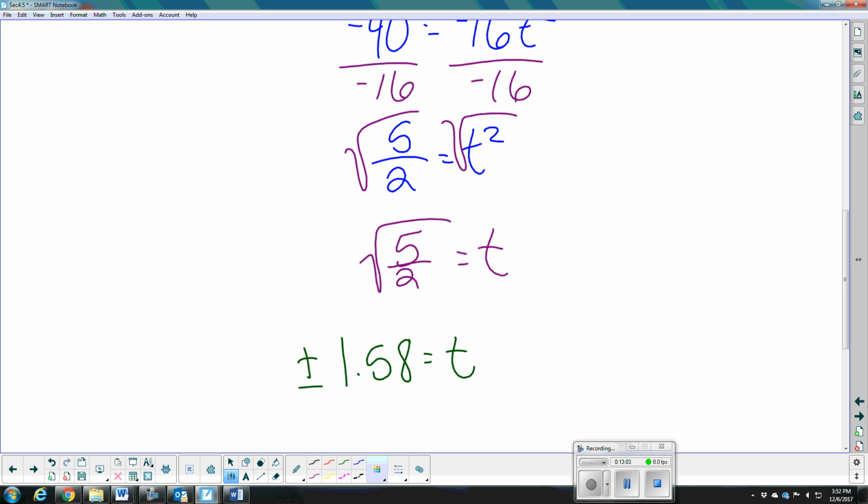Now, in the context of this problem, t stands for seconds. So which one of these answers makes sense? You cannot have negative time. So your answer does not include plus or minus. Those are the two solutions for t to make the equation true, but since t is seconds, you can only have positive time.